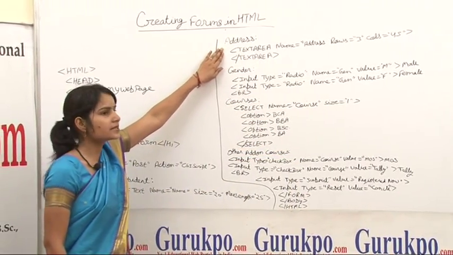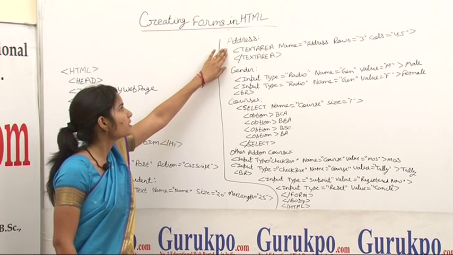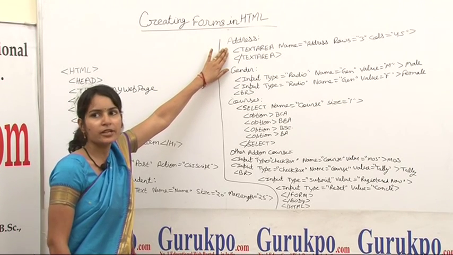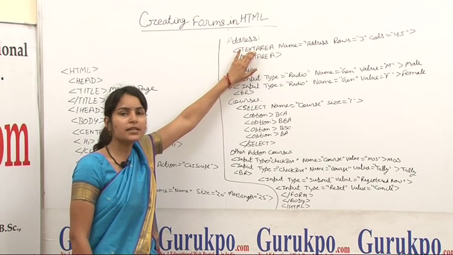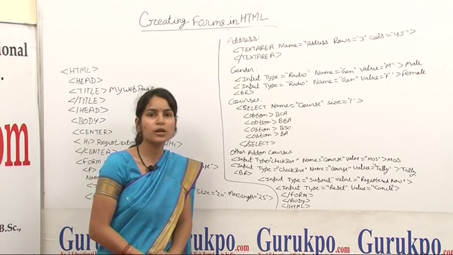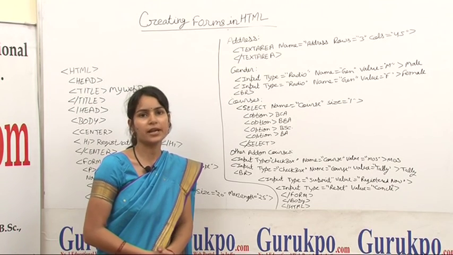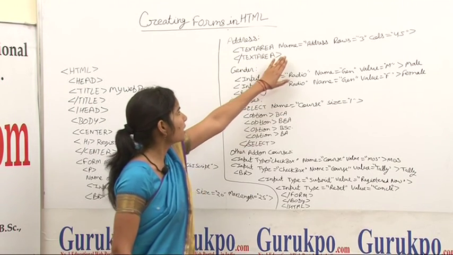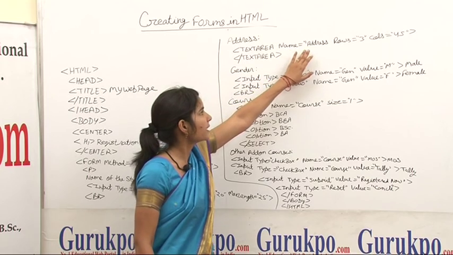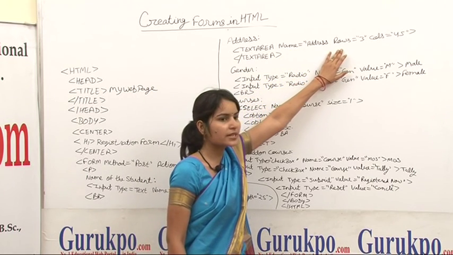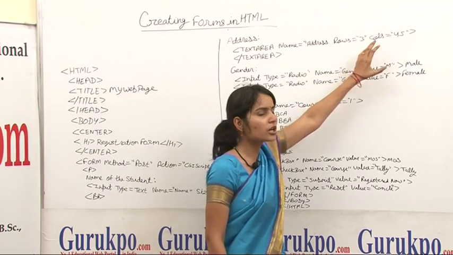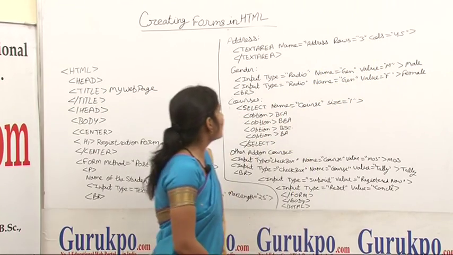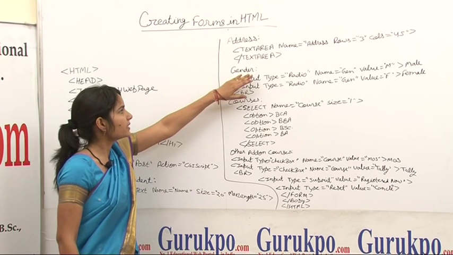Now the second text displayed on the web page is address. For taking the address we are using TextArea. The TextArea tag is used to create a multiple-line text box. The name of this text area is address. The size of this text area is defined in rows and columns. The rows are 3 and the columns are 45. Now we close the text area.